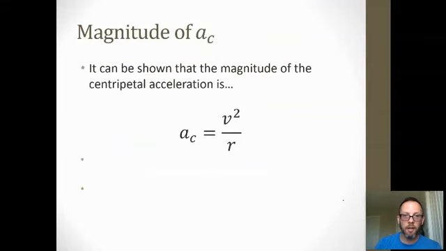So this is what we've just shown here. We've shown that the magnitude of the centripetal acceleration, a_c, equals v squared over r. And we can do a little dimensional analysis here.